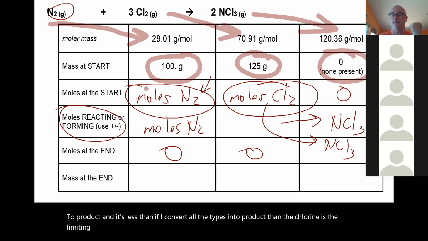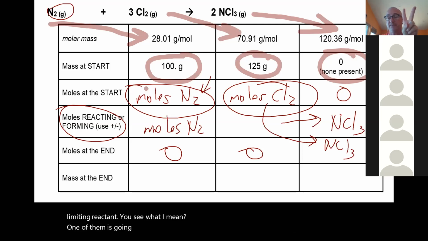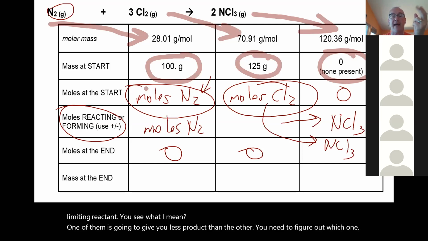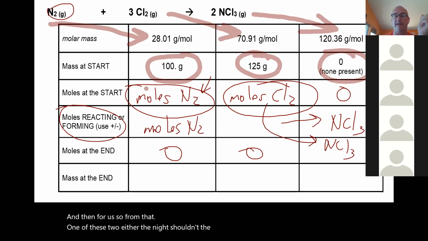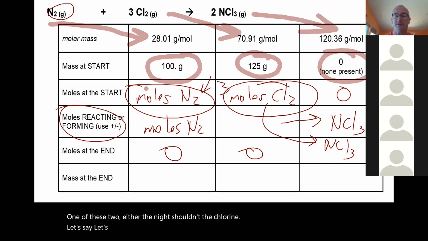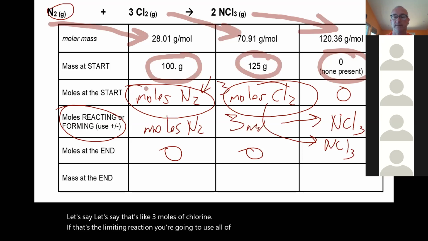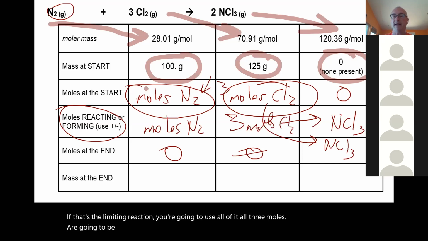You see what I mean? One of them is going to give you less product than the other. You need to figure out which one. And then from that, one of these two, either the nitrogen or the chlorine, let's say that's like 3 moles of chlorine. If that's the limiting reactant, you're going to use all of it. All 3 moles are going to be used, and then there'll be none left at the end.